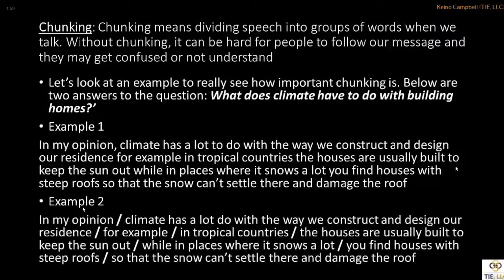In my opinion, climate has a lot to do with the way we construct and design our residence. For example, in tropical countries, the houses are usually built to keep the sun out, while in places where it snows a lot, you find houses with steep roofs so that the snow can't settle there and damage the roof. That's what chunking is. That's what native speakers do. If you're able to chunk properly, that's how you really increase your score.